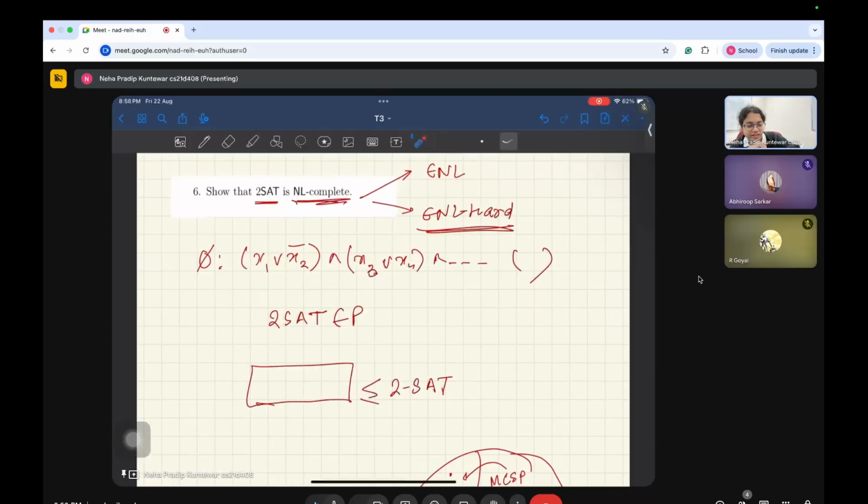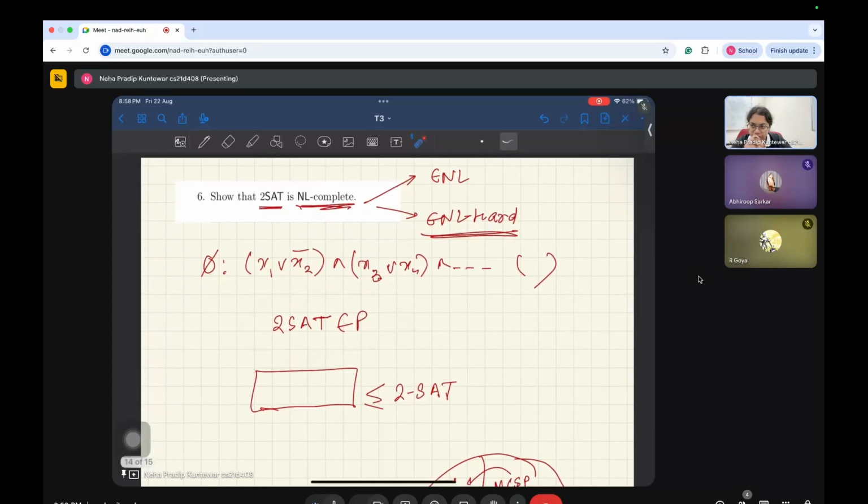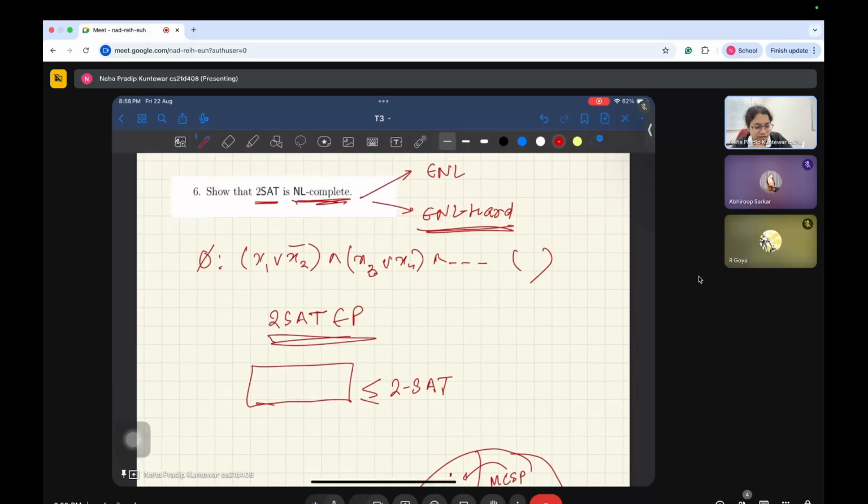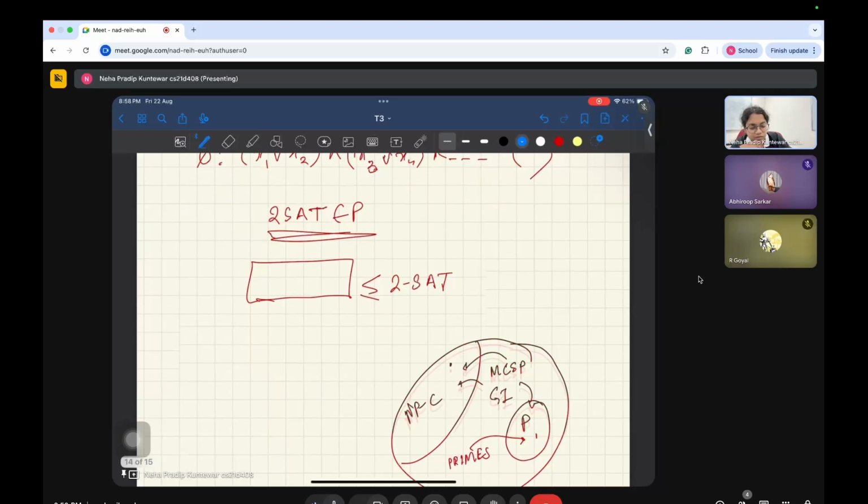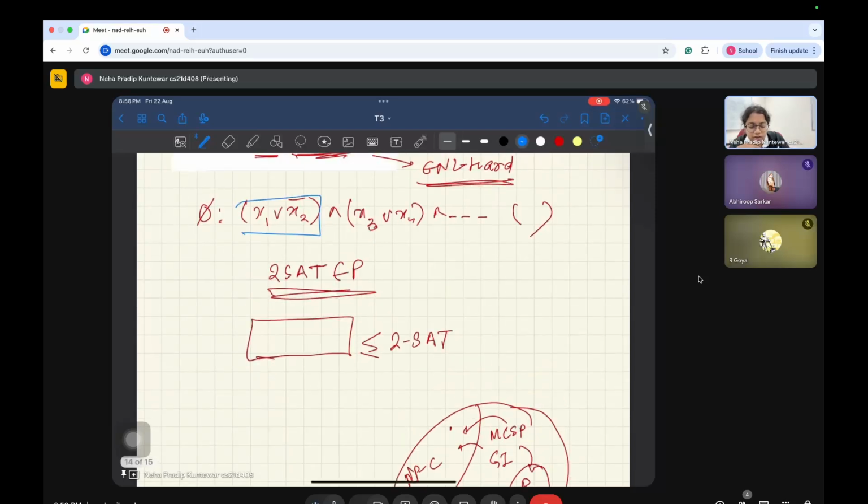Okay, so let's get back to this question. If you recall, we had seen an algorithm for why 2-SAT is in P. What was the algorithm? We said that we'll look at what is called the implication graph. We know that if A implies B, this is equivalent to A bar or B, and this is equivalent to A or B bar. These are the logical equivalences.